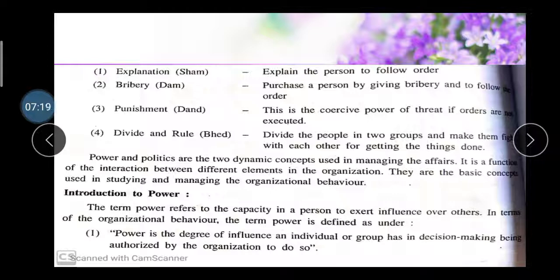So various types of power and politics are also used in organizations. In organizations, they divide people into two groups and use this divide and rule policy so they can easily get their work done in an appropriate manner. Power and politics are two dynamic concepts in management. They are a function of the interaction between the different elements in the organization. These are basic concepts used in studying and managing organizational behavior.